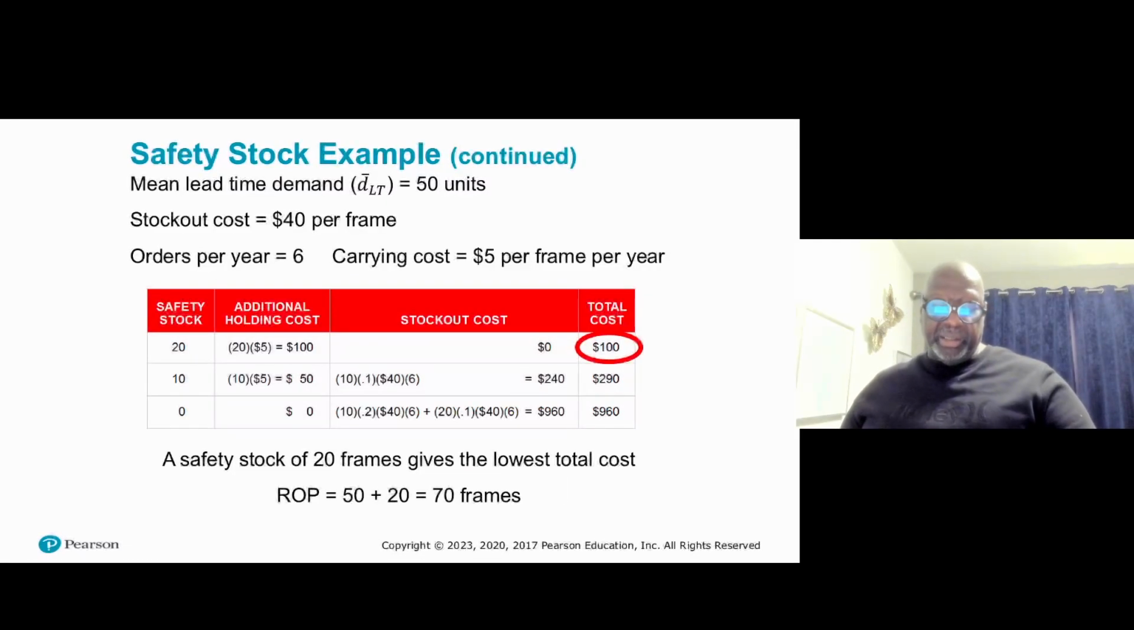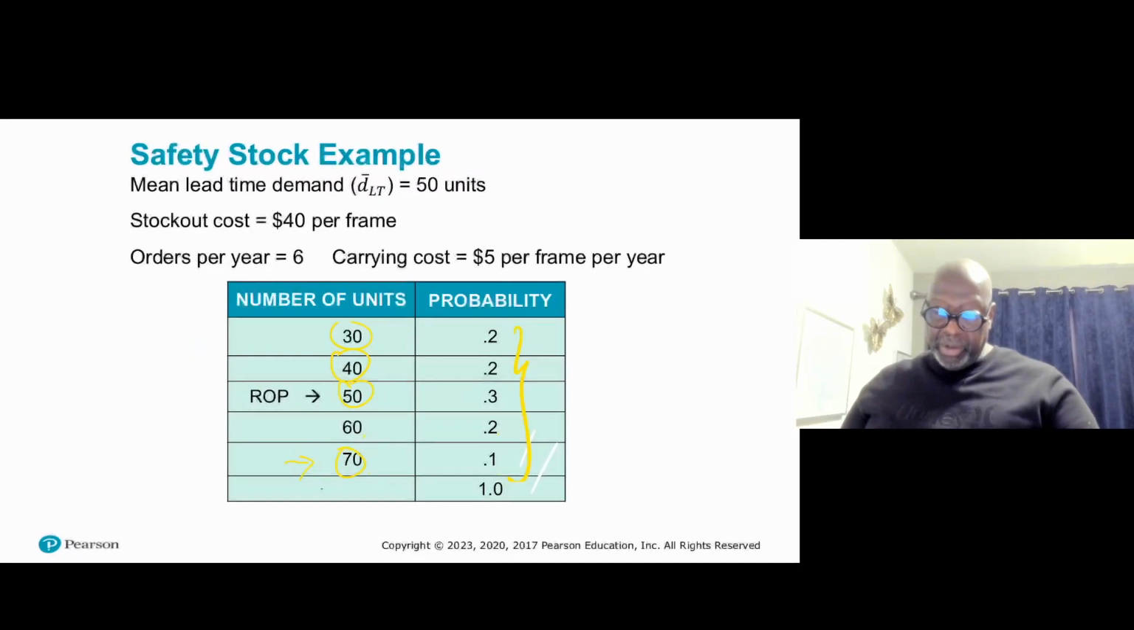So this is just an example to show you how you could consider how much safety stock we should have. With the 50, we are saying that we will just set our reorder point to the demand during the lead time, no safety stock. That's essentially what it is.